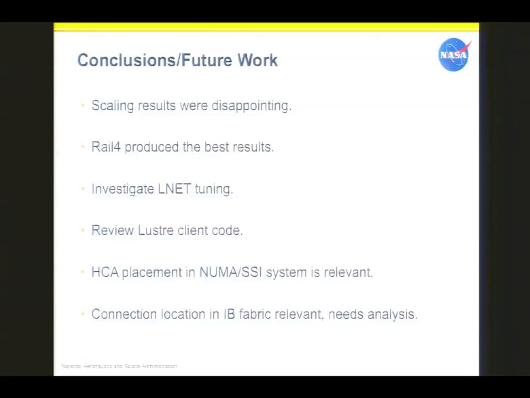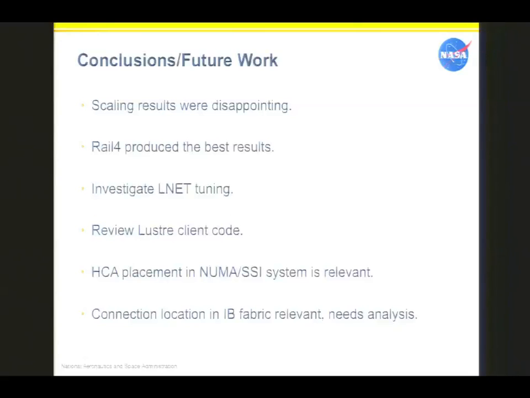Okay, so conclusions and future work. As I stated already, we were quite disappointed with results. We don't know if it was any fault of Lustre at this stage. We have a few ideas, which I'll get into in a second here. Rail 4 did produce the best results according to the averages. If you look at averages, again, we're not benchmarking real world workloads here. So what are we going to do? We're going to investigate LNet tuning. We're going to read the client code, see if we can find anything in there that would benefit us.